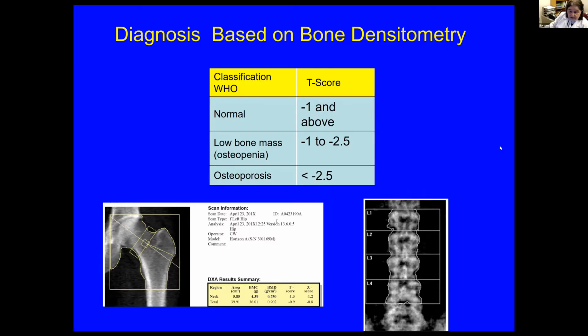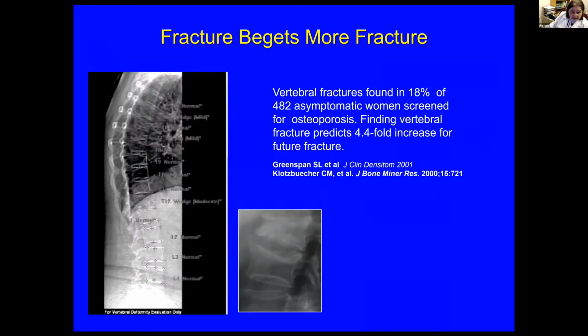And here, this is just a reminder of the hip spine bone density and the WHO classification of normal bone density, low bone mass, or osteopenia, and osteoporosis. I think you all know this from medical school. And this is the image. It's a static quality image that we gain from vertebral fracture assessment. And we can recognize vertebral deformities, like in the insert here.